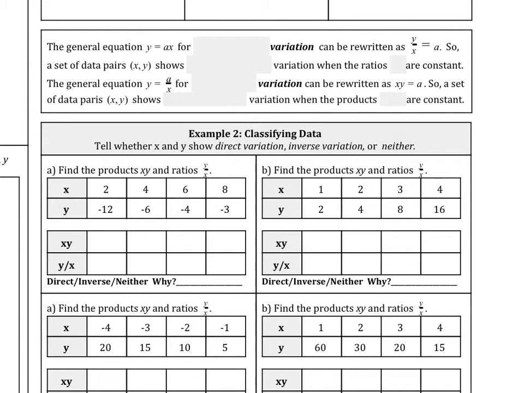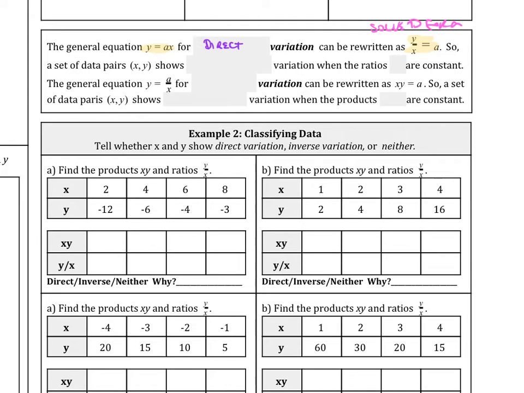The general equation y equals a times x, and remember, this is direct variation, can be rewritten as y over x equals a. So notice what happened here. Just noticing what they did: y equals a times x versus y over x equals a. So what they did is they solved for a. That is what's different about the equation. They're the exact same thing, they just changed it around a little bit.